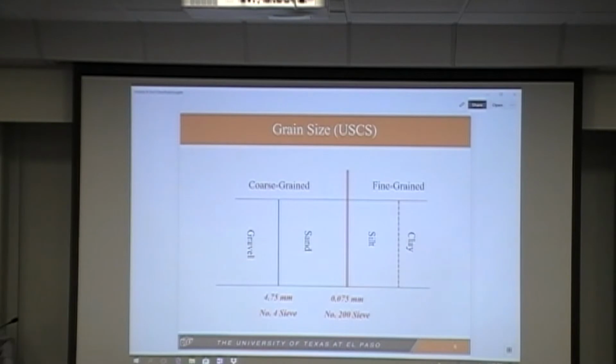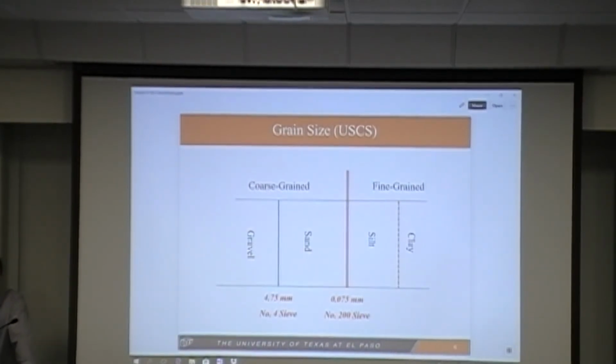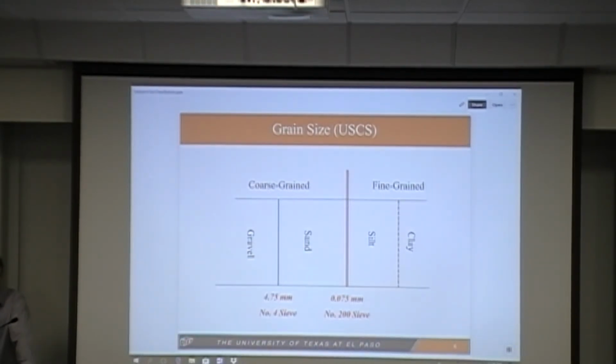As far as the definitions are concerned, we have gravel and sand on the coarse side, and we have silt and clay that fall under the material that passes sieve number 200, right? Remember that 75 microns or 0.075 millimeters that we talked about. Now, the distinction according to the USCS between the gravel and sand is sieve number 4, for material that is smaller than 4.75 millimeters, as you can see in that.